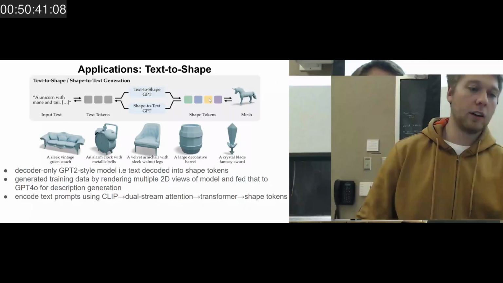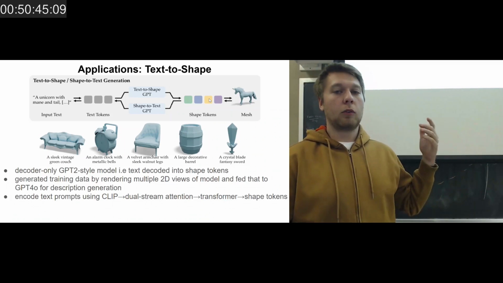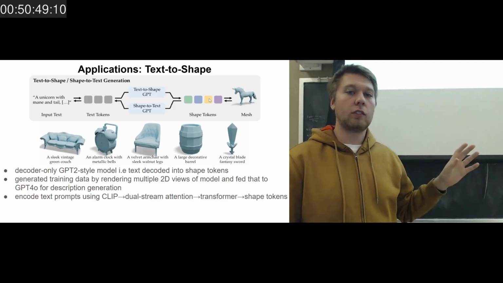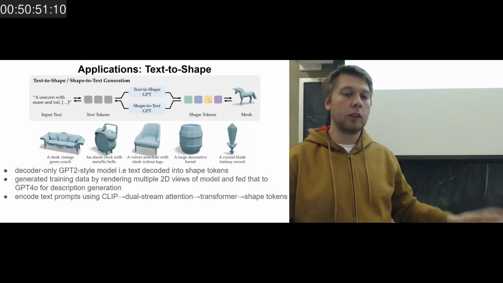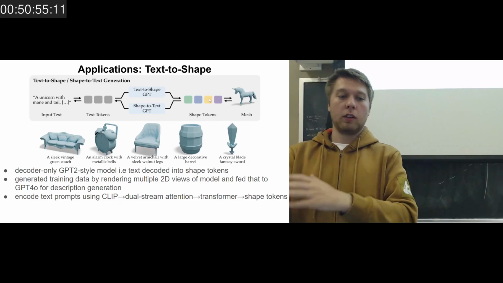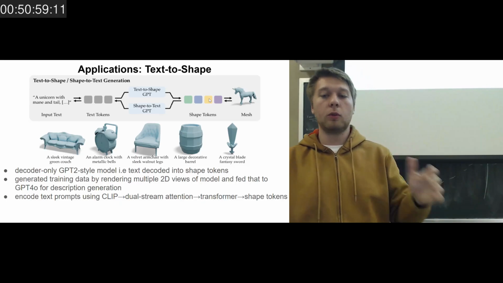Okay, so now to the applications. I'll go through these quickly because it's not too much here. For the text-to-shape and shape-to-text GPTs, or no, just text-to-shape, it's a decoder-only GPT-2 style model where it just decodes text into shape tokens. The way they generated the training data for this is they rendered multiple 2D views of a model.